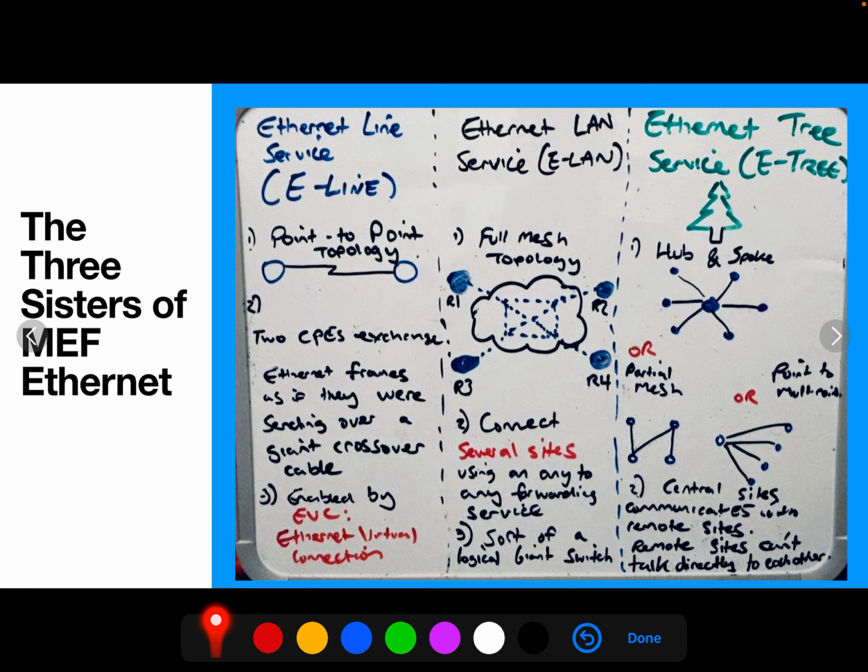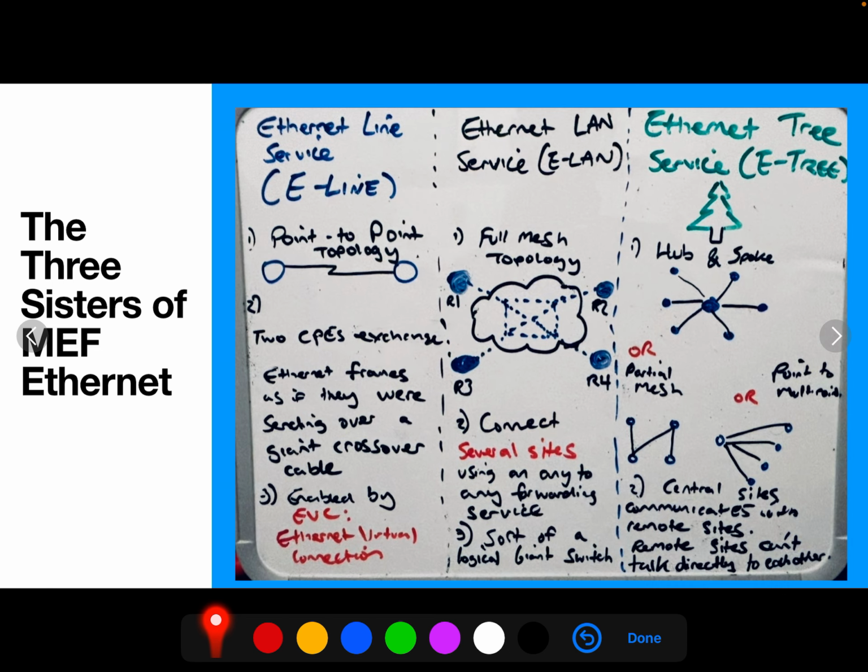Ethernet LAN service, ELAN, uses the full mesh topology, so different to E-line. Even though the names are similar, E-line and ELAN, they are quite different. So point-to-point topology here, full mesh topology. You're connecting several sites using an any-to-any forwarding service. It's sort of like a giant switch.